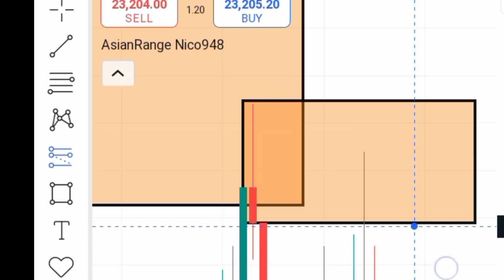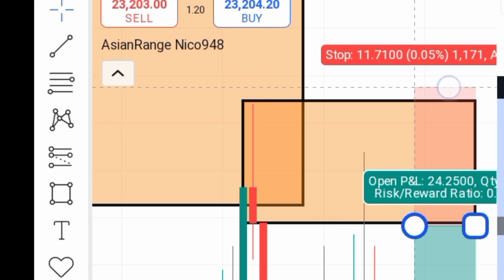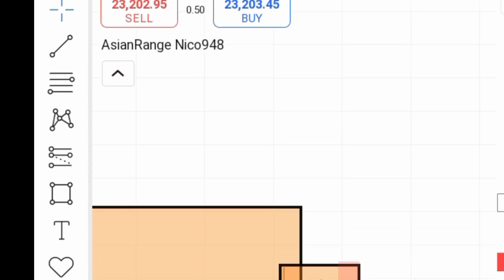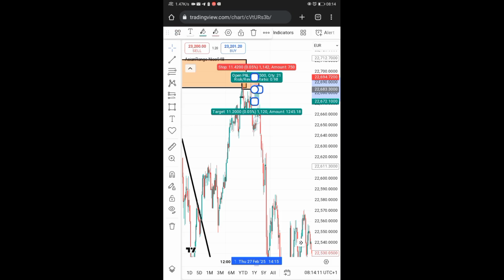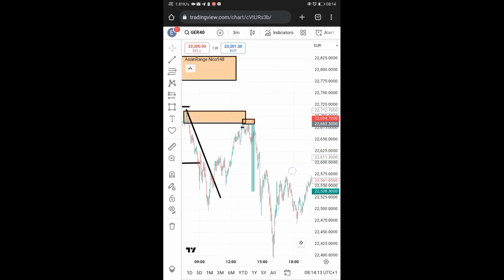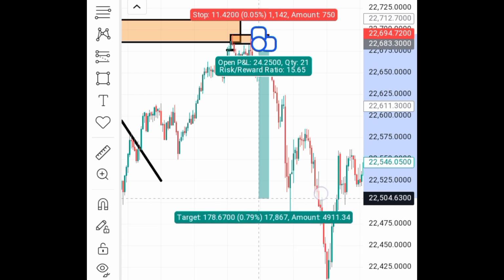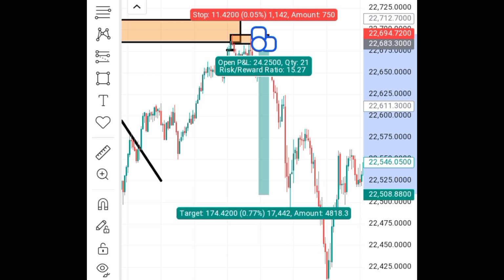This is how I place my trade. My stop loss comes a bit above that zone, and I may target 1 to 15 risk to reward, just by trading this setup.